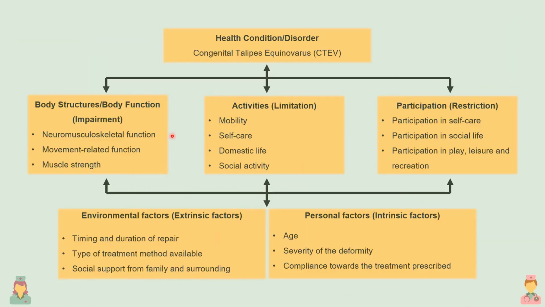CTEV may cause impairment in neuromusculoskeletal function, movement-related function, and also muscle strength, and limit some activities including mobility, self-care, domestic life, and social activity. Hence, it restricts participation in self-care, social life, play, leisure, and recreation. These are the factors contributing to the problems above.